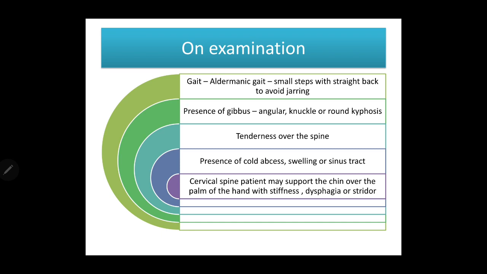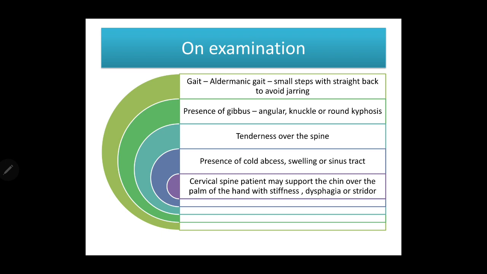Remember it by the mnemonic KAR. So KAR, K is knuckle. When you have a single vertebral body collapse, you call it a knuckle kyphosis. Angular when you have two vertebral body collapse, and rounded when you have three or more vertebral body collapse. So KAR is the mnemonic for kyphosis.